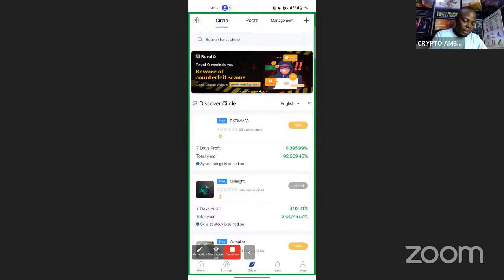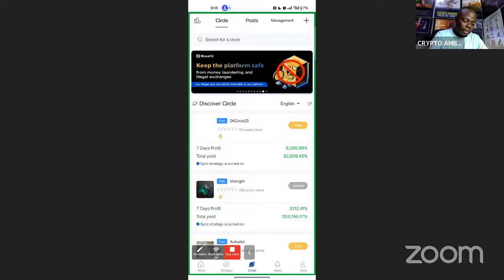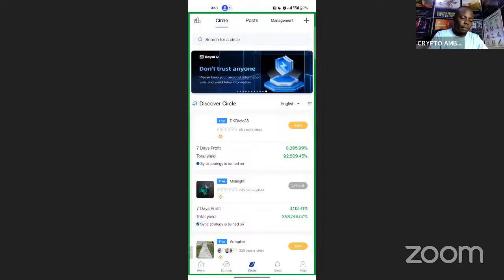On Royalq, various indicators. Okay, I want to put my focus tonight. Although Royalq has been having indicators, Royalq has enhanced certain indicators.